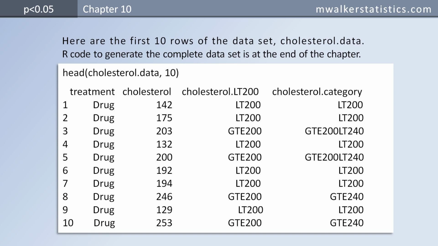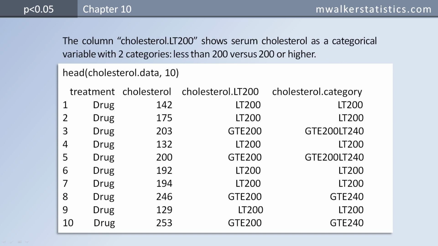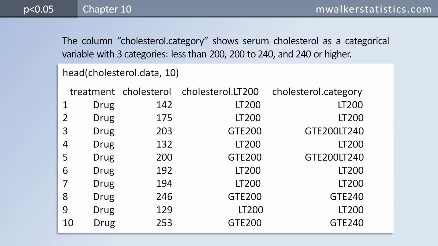Here are the first 10 rows of the dataset, cholesterol data. Our code to generate the complete dataset is at the end of the chapter. The column cholesterol LT200 shows serum cholesterol as a categorical variable with 2 categories, less than 200 versus 200 or higher. The column cholesterol category shows serum cholesterol as a categorical variable with 3 categories, less than 200, 200 to 240, and 240 or higher.